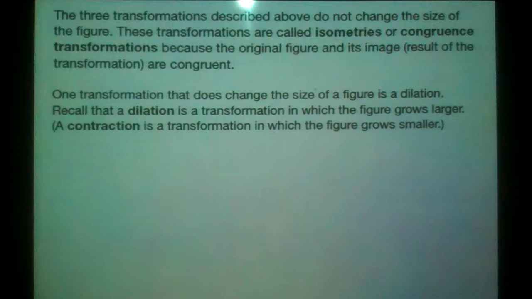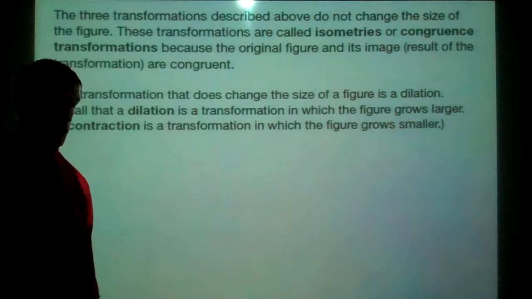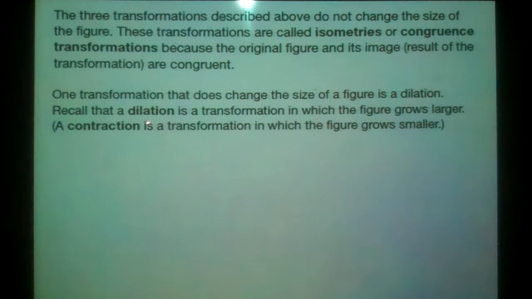However, we do have one transformation that does change the size of a figure, and it's called a dilation. A dilation is something we've talked about a little bit already. It's a transformation in which the figure grows larger. Think of dilated pupils. When you get your pupils dilated, they get larger. A contraction is a transformation in which the figure grows smaller.